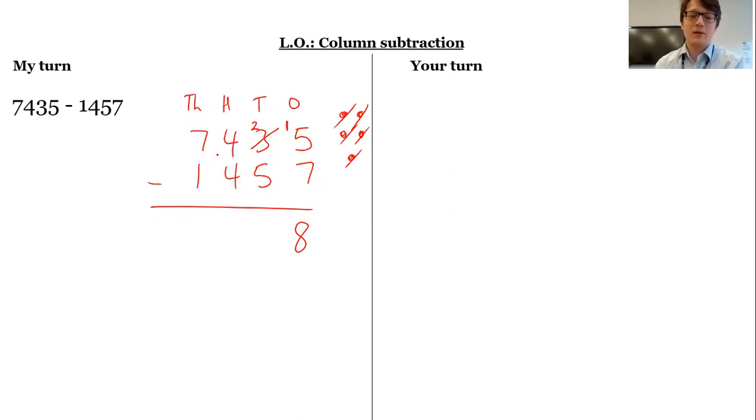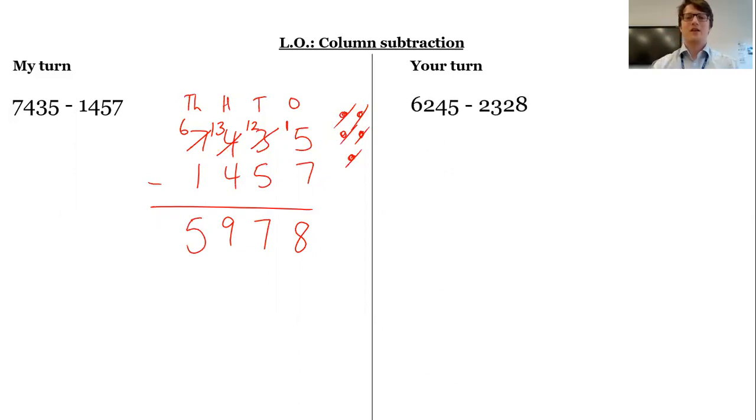Well, again, I can't do this, so I need to go to the hundreds column. I'm going to take 100, so now I've got 3 hundreds. I'm going to put it over here, regroup it, turn it into tens, 10 tens. So 12 subtract 5 gives me 7. 3 subtract 4, again, I can't do, so I'm going to go to the thousands column, take 1,000, regroup it into 10 hundreds. So now I've got 13 hundreds, 10 and 3, 13. 13 subtract 4 is 9. 6 subtract 1 I can do is 5, so I get 5,978.